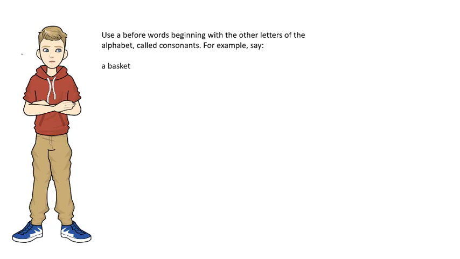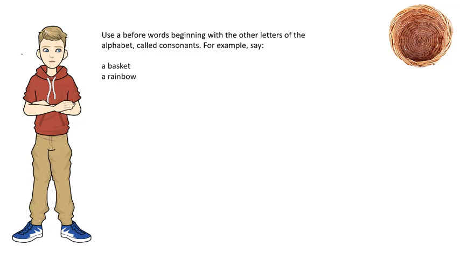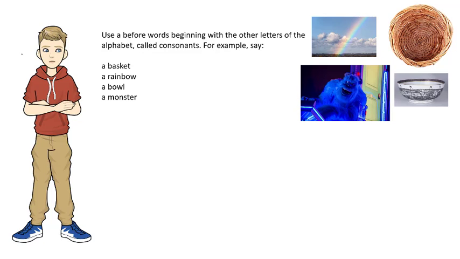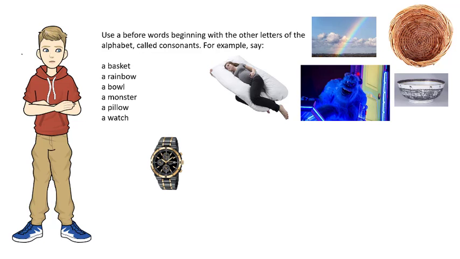For example, say a basket, a rainbow, قوس قزح, a ball, a monster, a pillow, a watch, a teacher مدرس, a tutor مدرس خصوصي, an instructor.